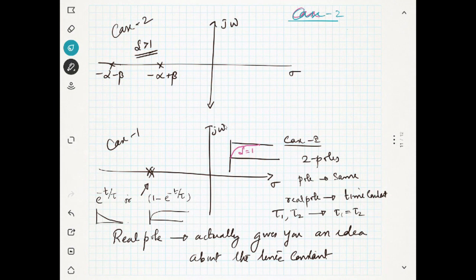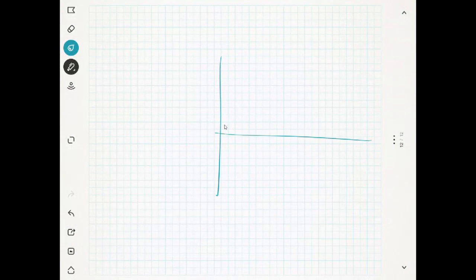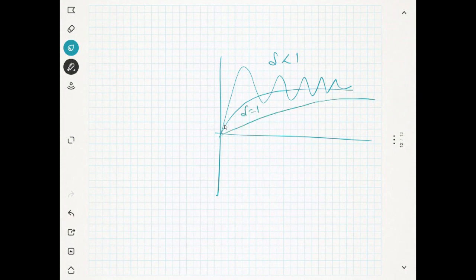Based on that response, we can classify the system into 3 types. The first type is delta equal to 1, another type is delta greater than 1, and another type is delta less than 1. Based on this response, if you have oscillation, it means you have delta less than 1. If you have something like this, we call it delta equal to 1. And if it is very slow, we say delta is greater than 1. And this delta can be defined by using some other term. Inshallah, I will define it. What is delta?